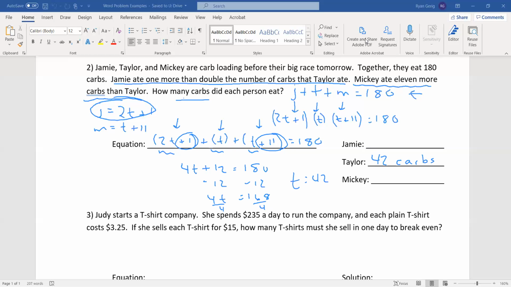Now we can figure out Jamie and Mickey using this over here. Jamie did 2 times Taylor. Well, now we know that Taylor had 42 carbs. 2 times 42 is 84. 84 plus 1. Jamie had 85 carbs.